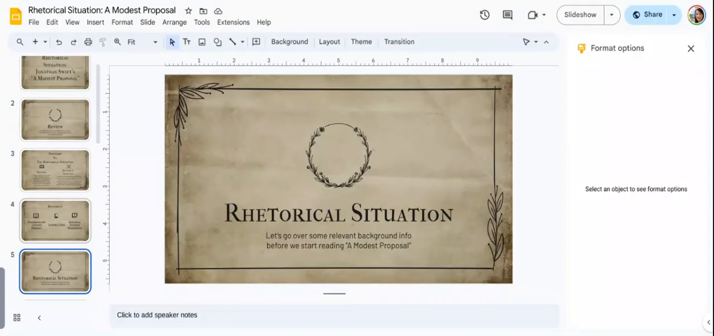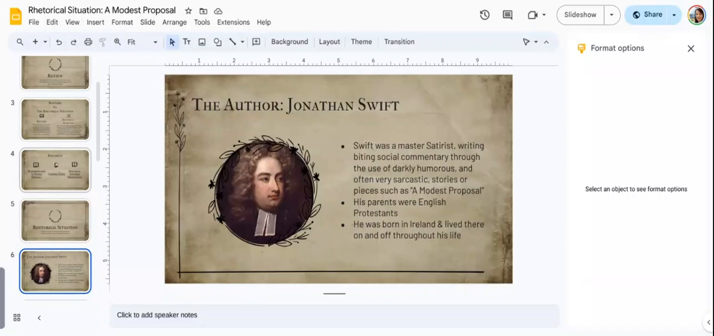And let's go over the rhetorical situation for this piece. So remember that our author is Jonathan Swift. He was a master at this technique called satire. So that's going to be really important for your understanding of the text. Basically, he would do a lot of social commentary by being maybe darkly humorous, sarcastic, etc. And A Modest Proposal is a great example of that.